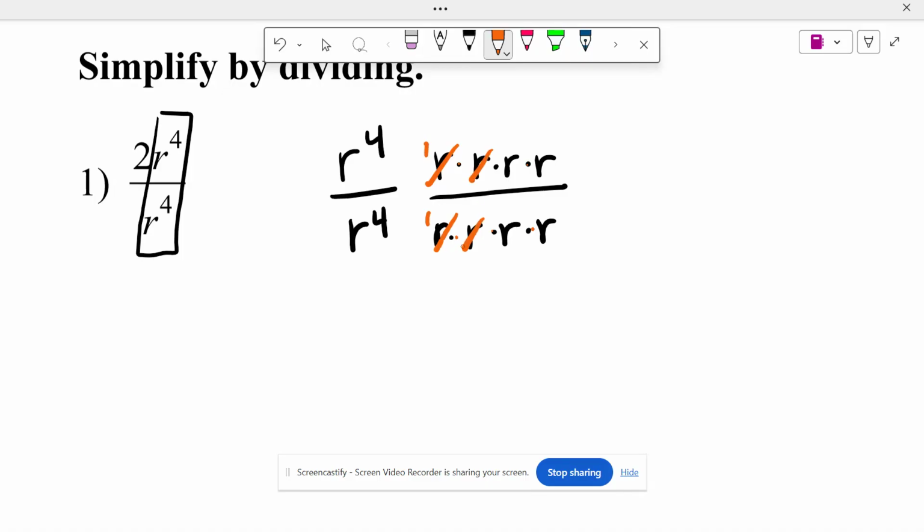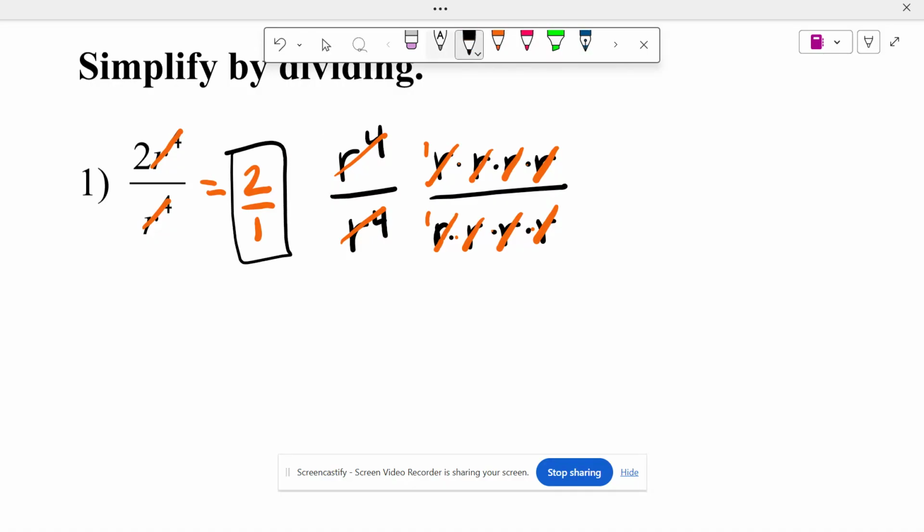And as you can see, I can repeat that process, and all of these r's will get simplified out to 1. So my final answer, if I have 2r to the 4th divided by r to the 4th, would be simplified. Our 4ths get simplified out. We just get 2 over 1. And that right there would be our quotient.